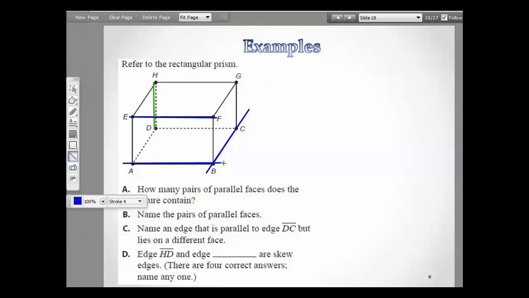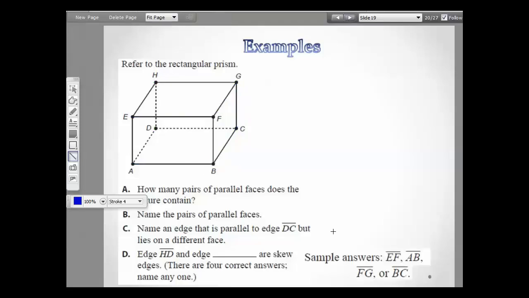AB. Oh goodness, it says there are 4 answers. Let me see. I'm going to say FG. So let's see how I did. EF, AB, FG, BC. So I did EF and I did AB. I'm just double checking here, make sure I did them all right. FG and BC. Yes sir, I did.